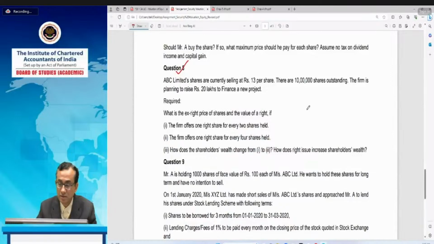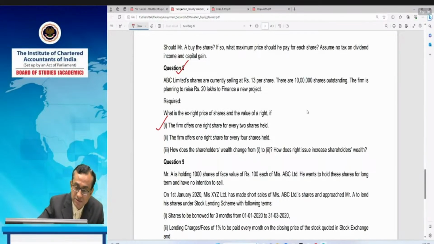Now, what is given in the question? The firm is planning to raise 20 lakhs to finance a project. The firm wants to finance a project and it needs rupees 20 lakhs. How will it fund it? It will fund through the right issue. Now, what is required? Required is the ex-right price of shares and the value of a right if, number one, the firm offers one right share for every two shares held. So first of all, let us try to calculate this first portion.